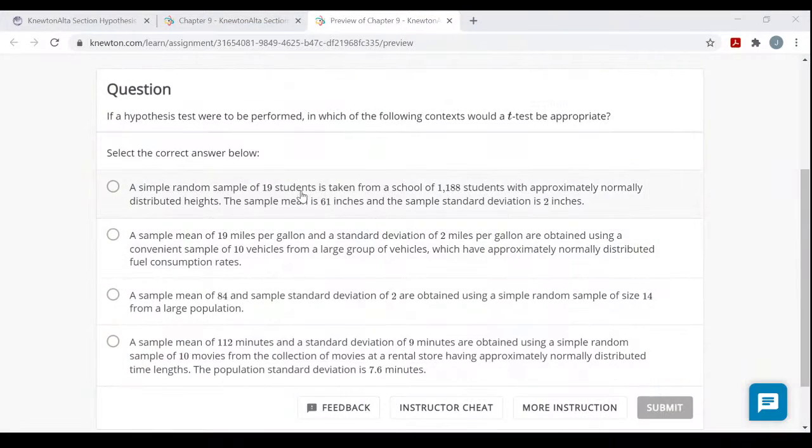So this is okay then, because they said that all these students have approximately normally distributed heights. Pulling a sample of size 19, that's a pretty small sample, but because the population was normally distributed, I can still talk about the sample means having a distribution that's this student's t distribution. And then we have a sample mean for these 19 of 61 inches, and a sample standard deviation of 2 inches. And in fact, this is it: sigma is unknown, and the sample was a simple random sample.